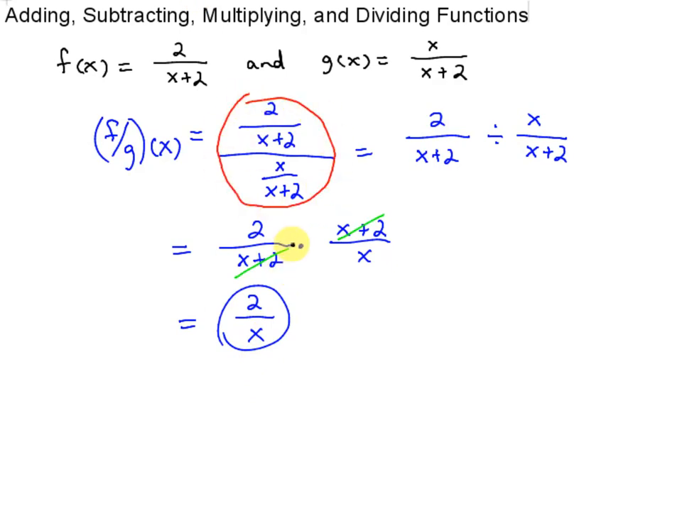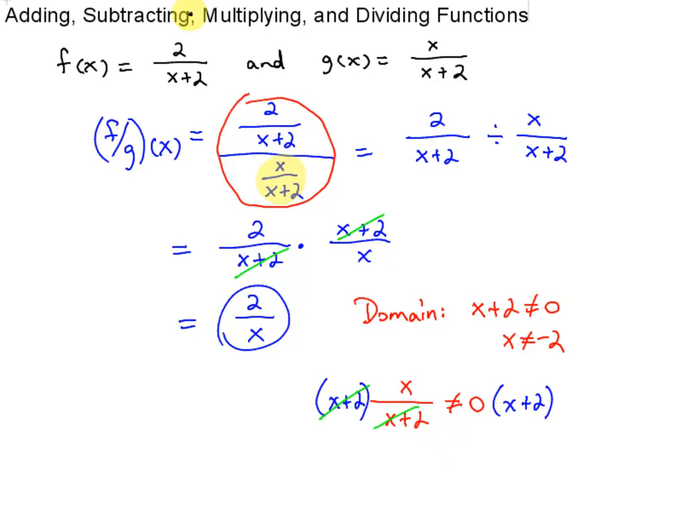So the denominator x plus 2 can't be 0, results in the same fact as before, that x can't be negative 2, but also the x over x plus 2 can't be 0. Multiply both sides by x plus 2 to clear the fraction, and we end up with x can't be 0. So we have two restrictions on this domain.